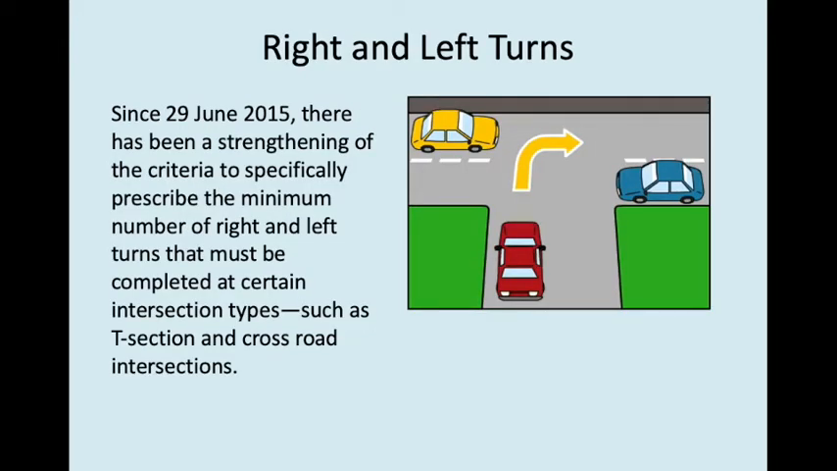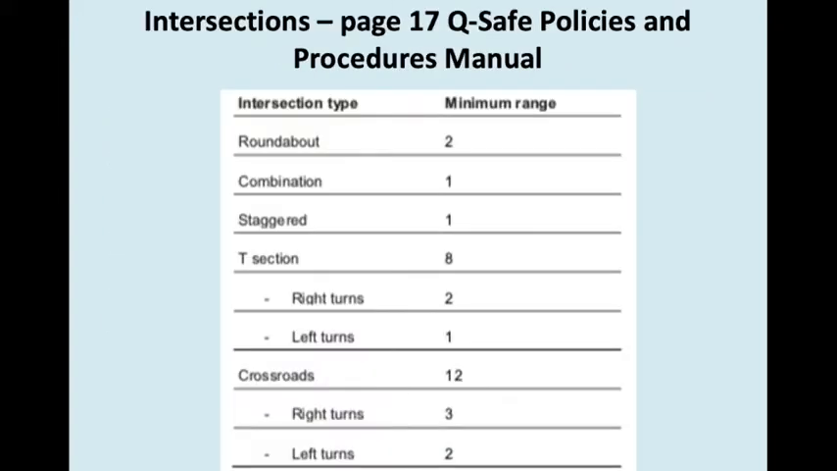Okay, right and left turns. Since 29 June 2015, there has been a strengthening of the criteria to specifically prescribe the minimum number of right and left turns that must be completed at certain intersection types, such as T-sections and crossroad intersections.